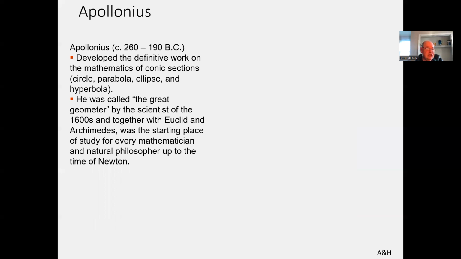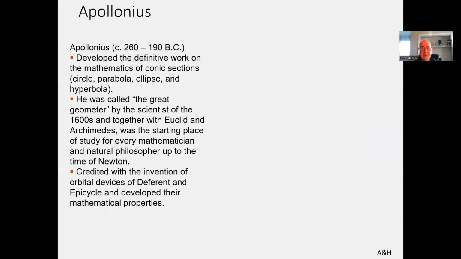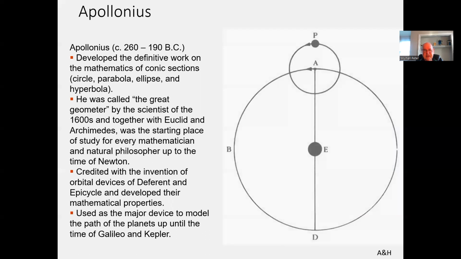How does Apollonius get this change in distance, and therefore the change in brightness? By this device here. We have the Earth in the center and we have our planet. And instead of having the planet simply go around the Earth, he has a circle called the deferent, and he puts the planet on another circle called the epicycle. The epicycle circle goes around the deferent circle, and the planet goes around the epicycle. This whole merry-go-round was invented by Apollonius, a brilliant geometer.